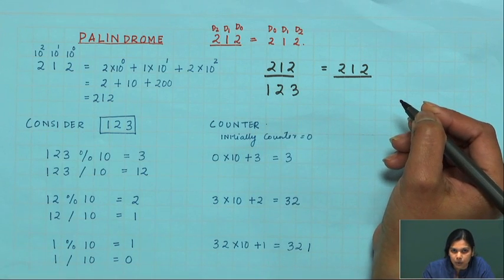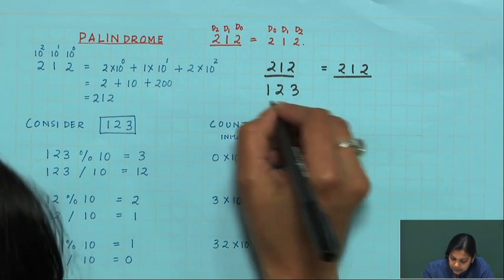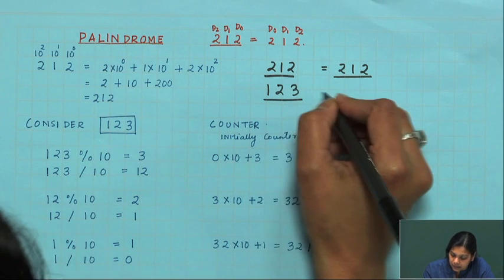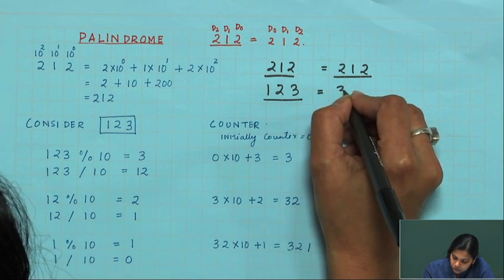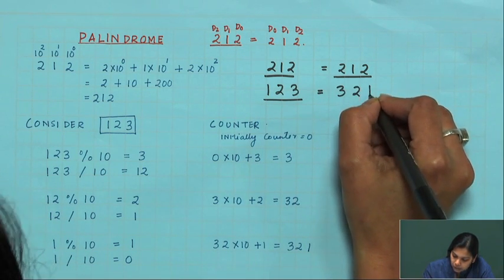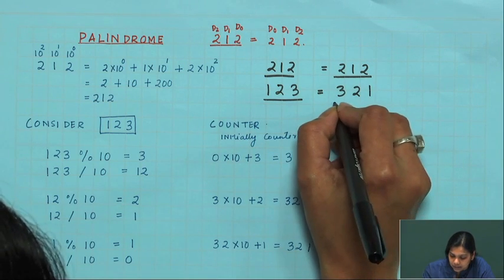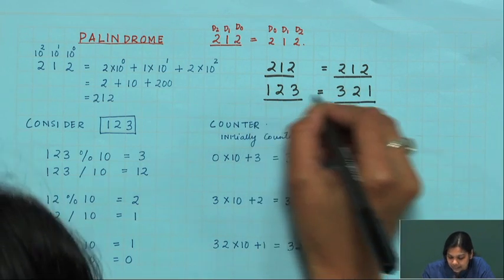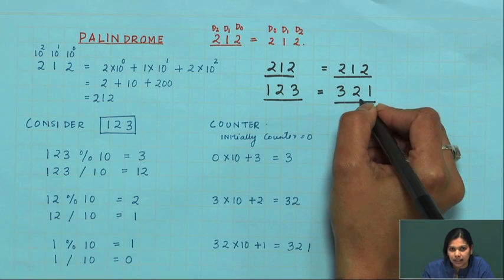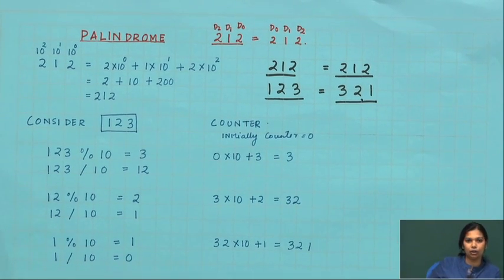Now, let us have a number 1, 2, 3. Is this a palindrome number? You reverse the number: 3, 2 and 1. This is not a palindrome number, because this is not same as this. So, this is what a palindrome is.